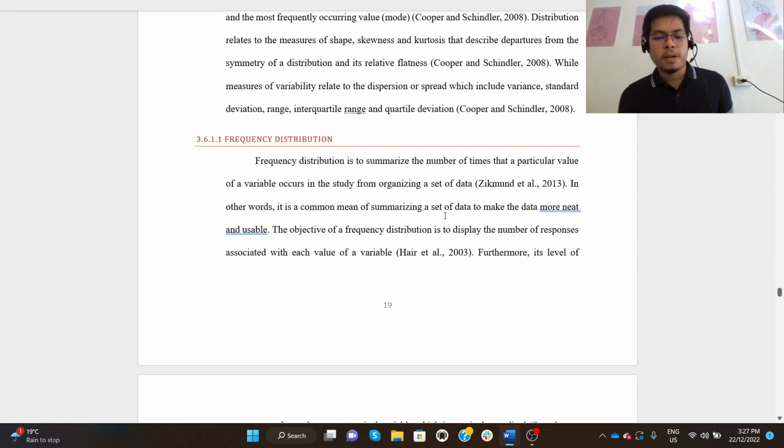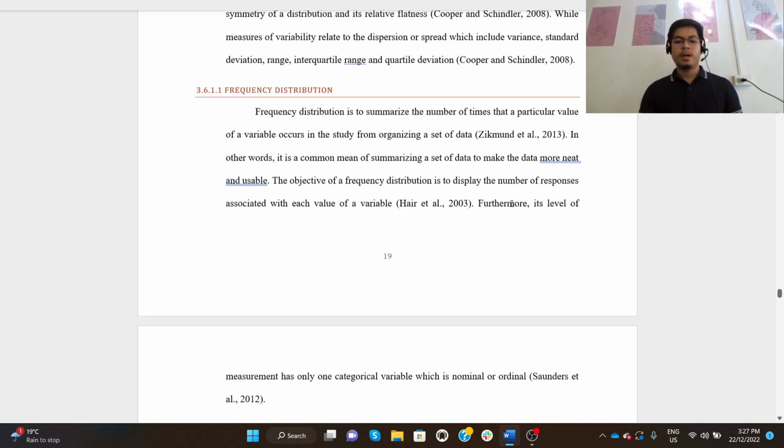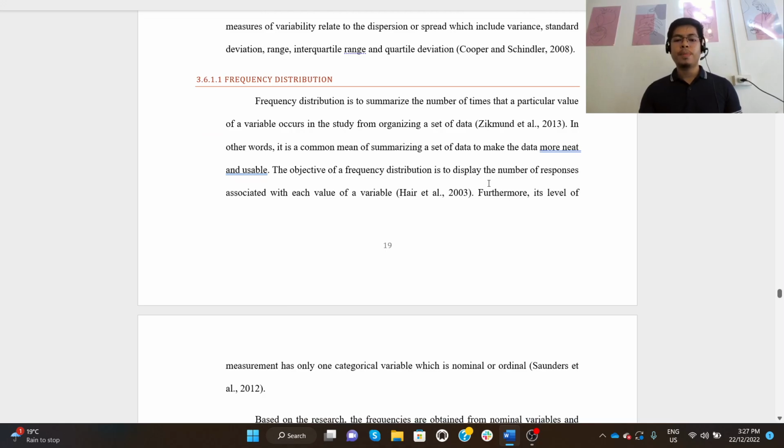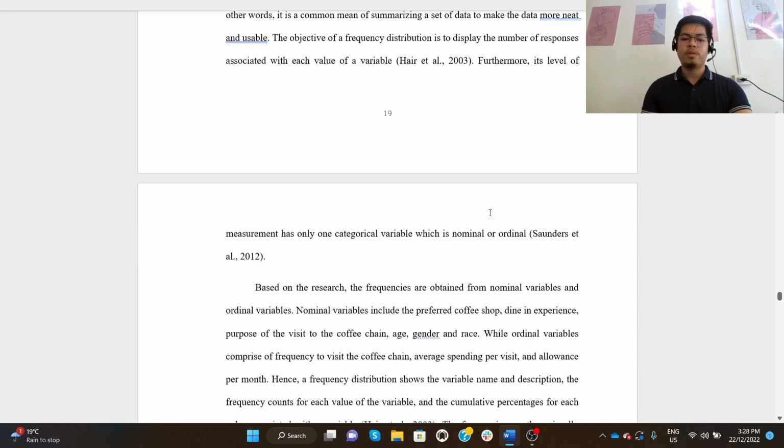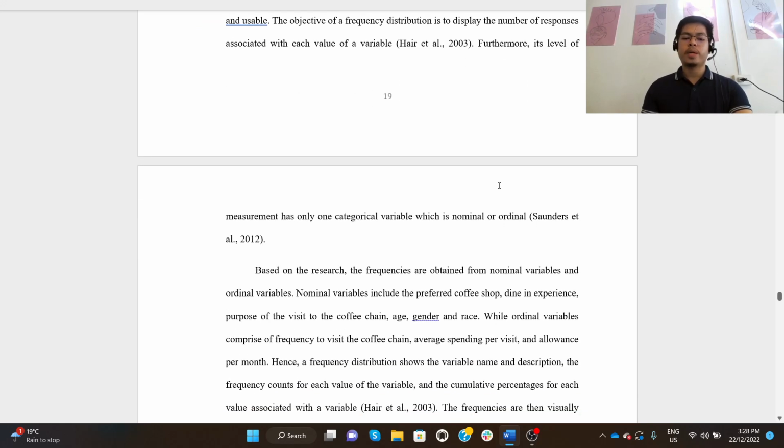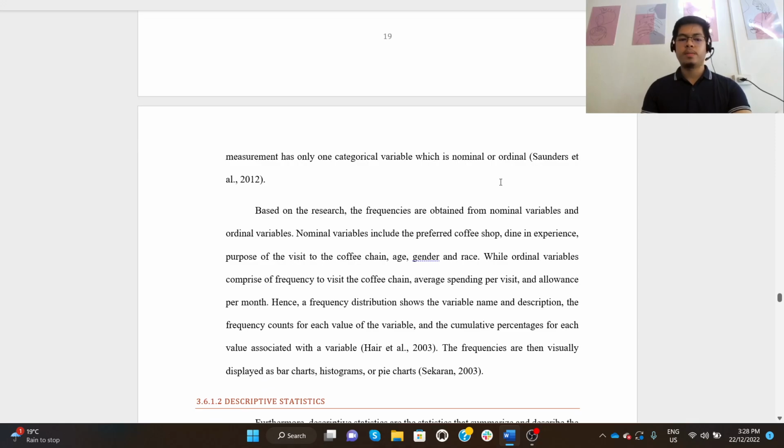So, frequency distribution. Frequency distribution is to summarize the number of times that a particular value of a variable occurs in the study, organizing a set of data. In other words, it is a common means of summarizing a set of data to make the data more neat and usable. The objective of a frequency distribution is to display the number of responses associated with each value of a variable. Furthermore, its level of measurement has only one categorical variable, which is nominal or ordinal.